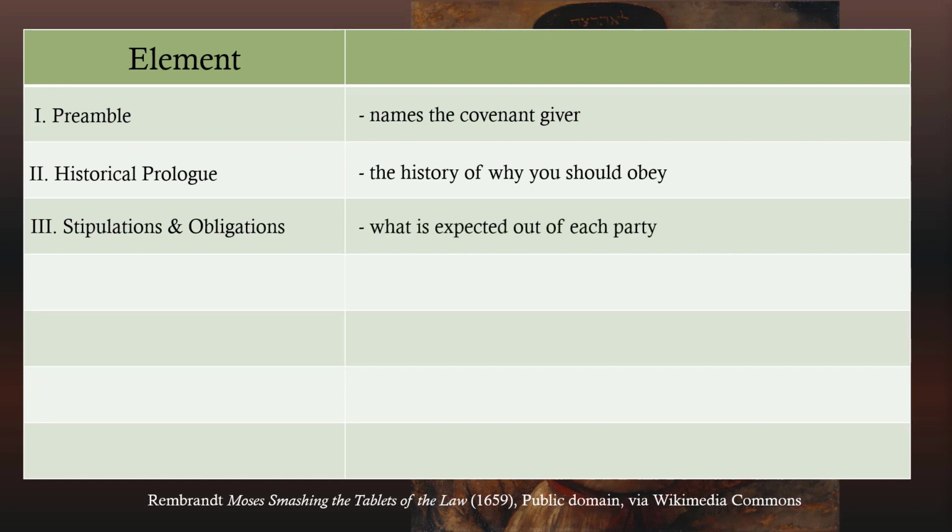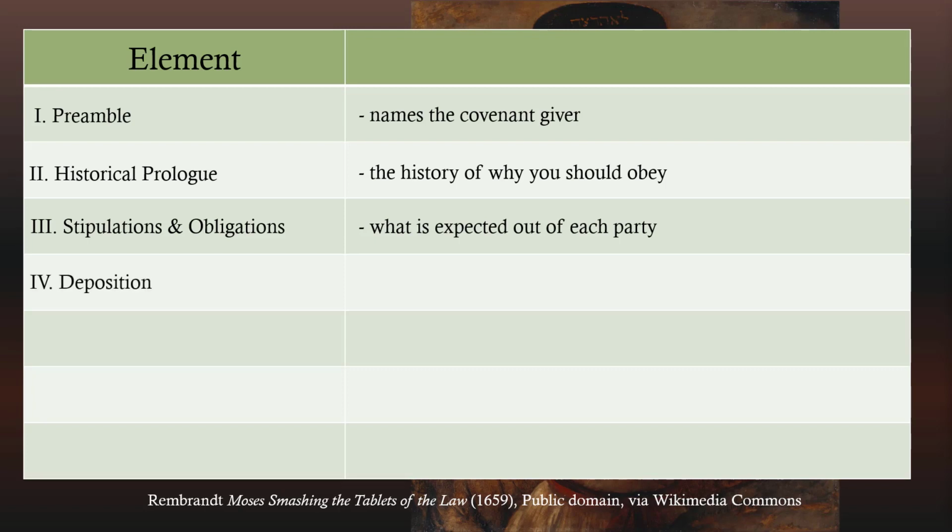Every covenant, number three, has some kind of stipulations and obligations. What's expected out of each party? Usually the king says, I'll provide you protection, but you are going to provide me tribute money, and you're going to provide me troops if I need it, if we're fighting off an enemy, and you're going to provide grain if I need it. But it's usually some kind of protection. I'll come to your aid if you need it. So it's something like that from the king.